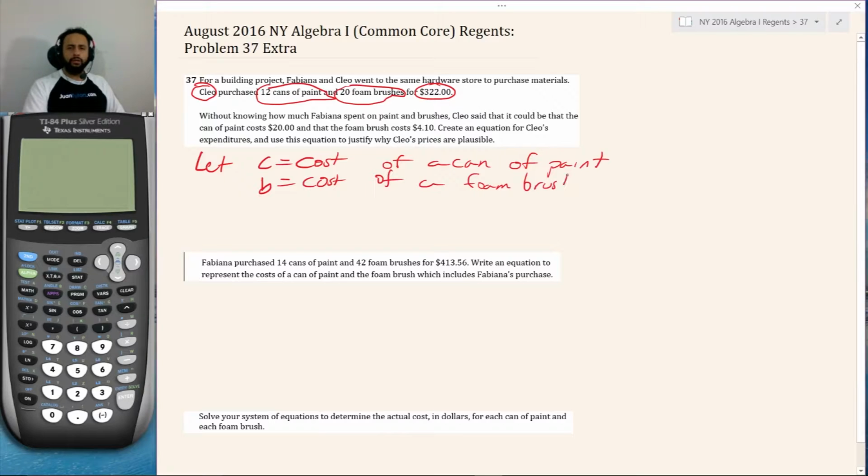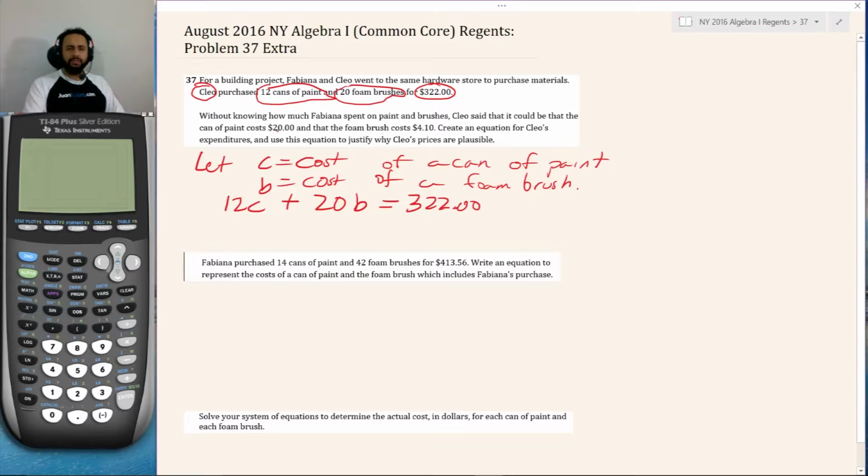B equals the cost of a foam brush. Okay, so I'm going to create an equation like this, and again, they expect you to know that if a can of paint costs C and she buys 12 of them, that 12 of them costs 12C. So they expect you to know that 12C plus, and then 20 foam brushes, 20B. They expect you to know that that's the cost of the 20 brushes, and that's equal to 322. The second thing they expect you to know is that if this object costs this much and that object costs that much, then the combination costs the sum. So they expect you to know that.